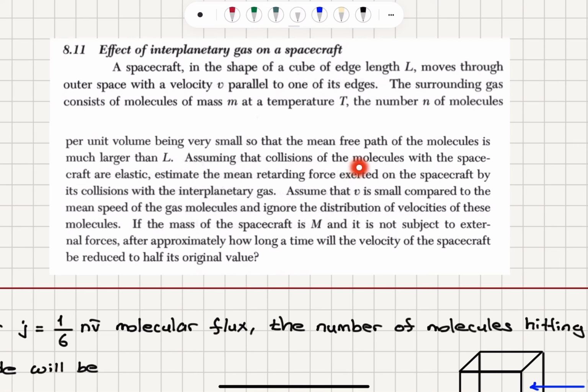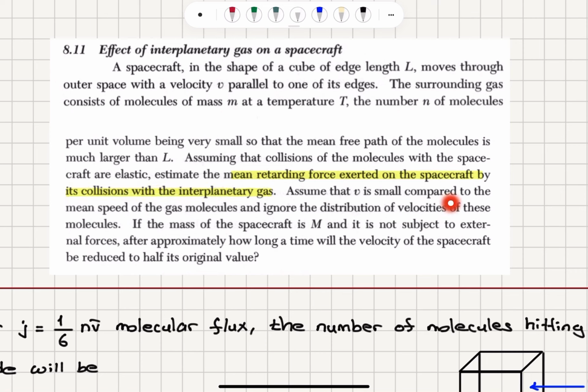Assuming that collisions of the molecules with the spacecraft are elastic, estimate the mean retarding force exerted on the spacecraft by its collisions with the interplanetary gas.